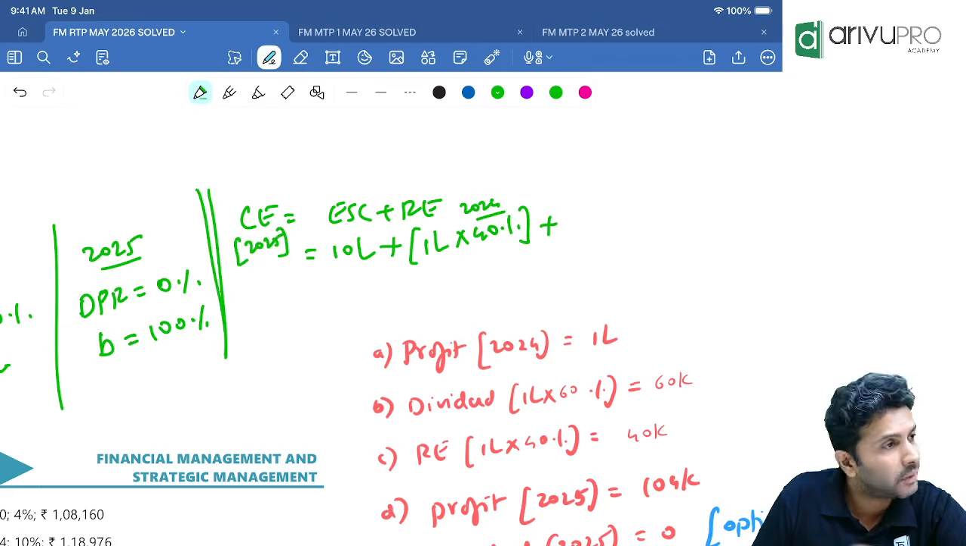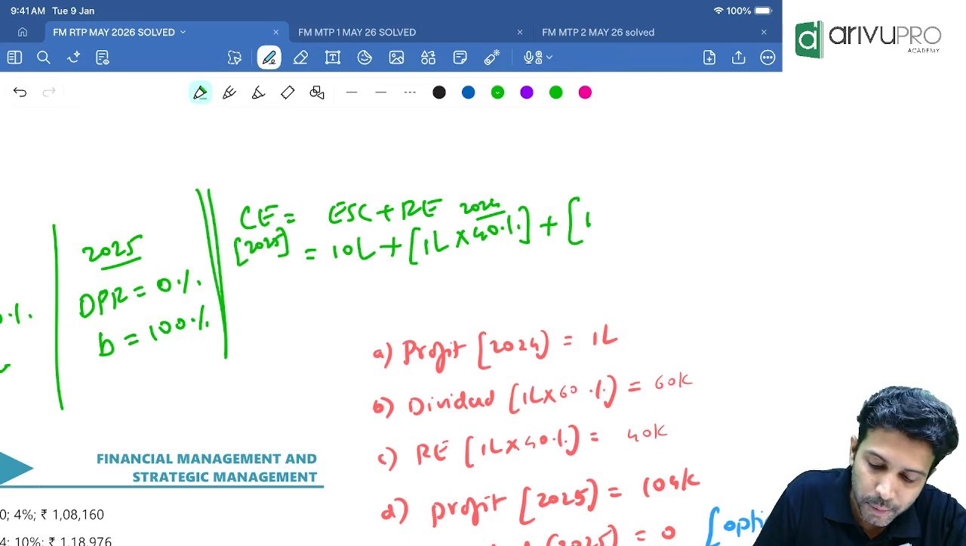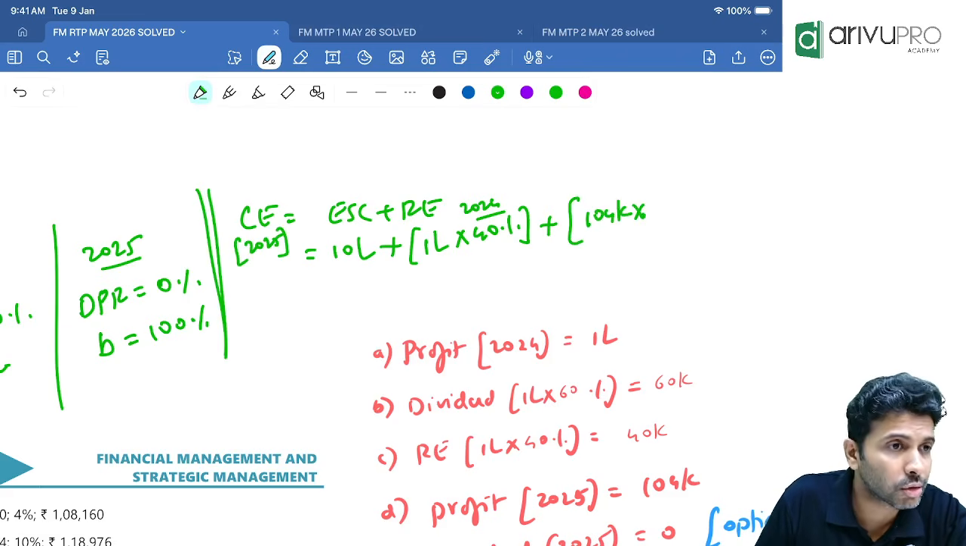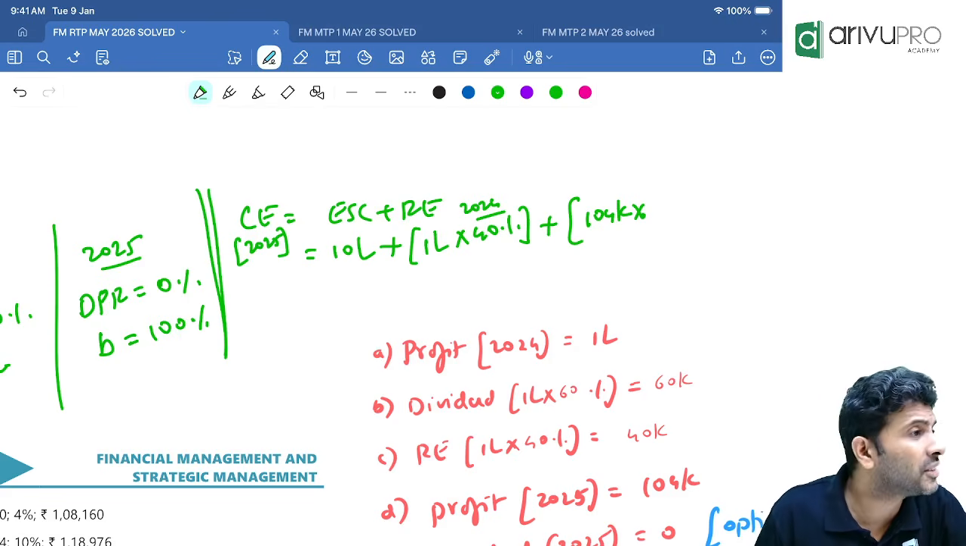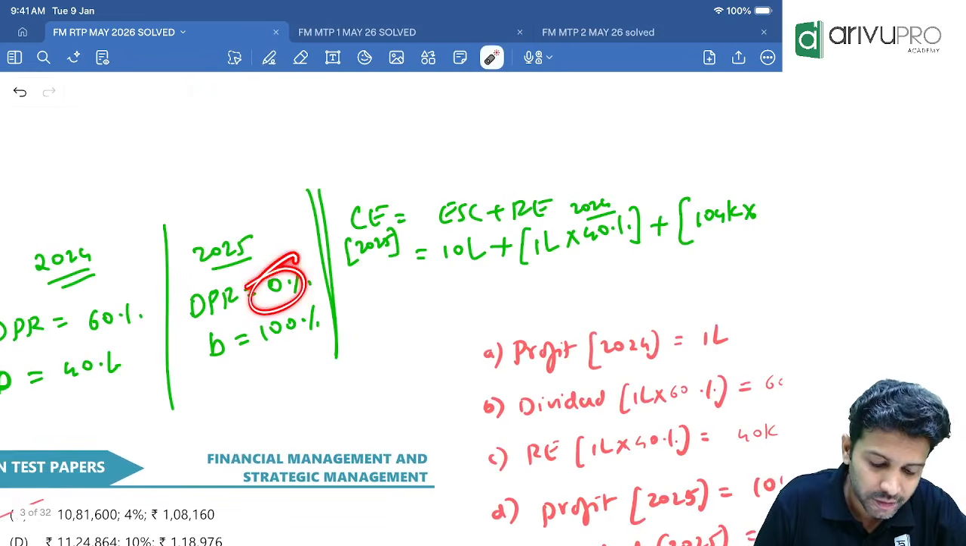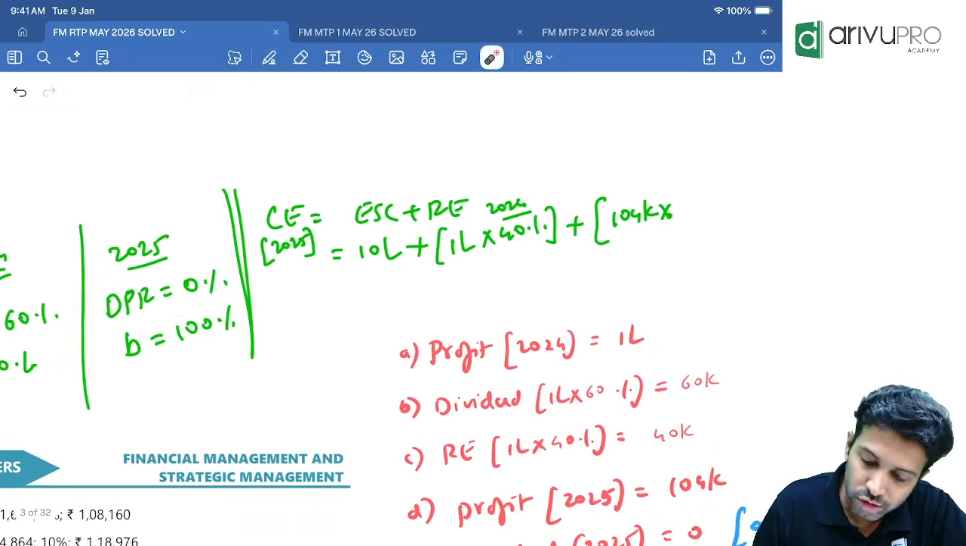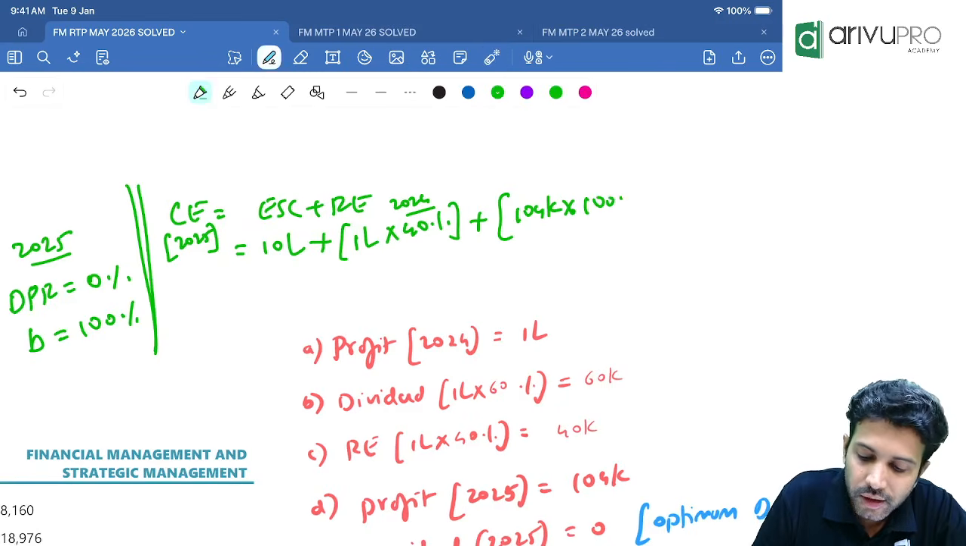Now they ask the capital employed for 2024 or 2025. That means we have next year also profit. How much is next year profit? 1 lakh 4,000. Next year may company followed optimum. Optimum means they paid any dividend or no dividend. Means 100% they retained. So that means this is 1 lakh 4,000 ka 100%.